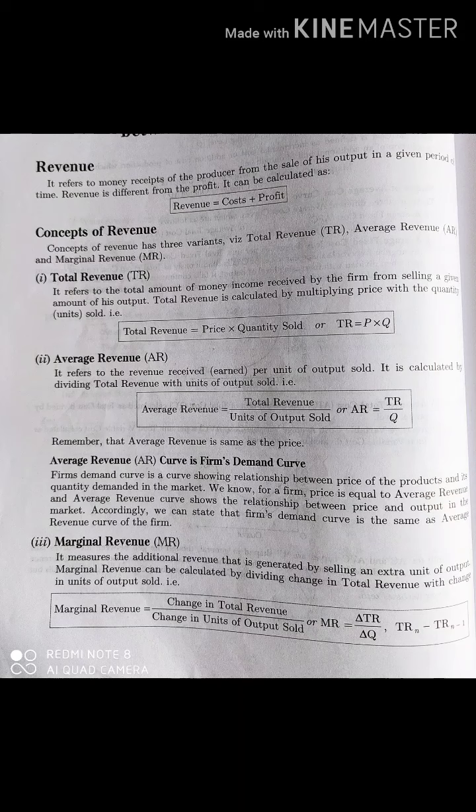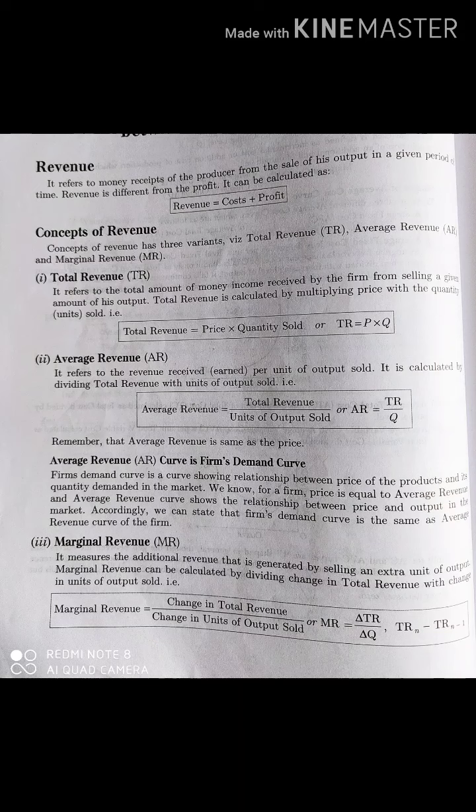Now next is marginal revenue. Marginal revenue, everyone knows very well, is about the additional unit. It measures the additional revenue that is generated by selling the extra unit of output. Now what do you mean by extra? That is additional. So when you sell the additional unit of output, then you will get marginal revenue.